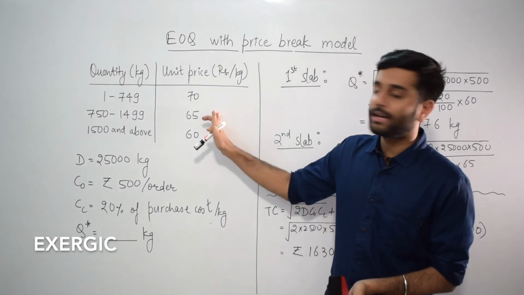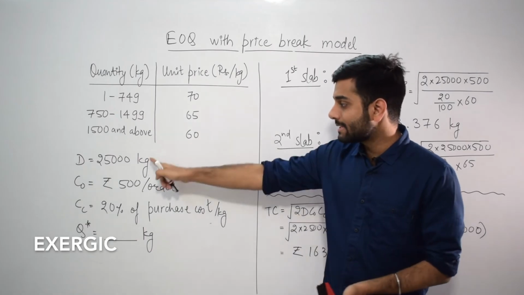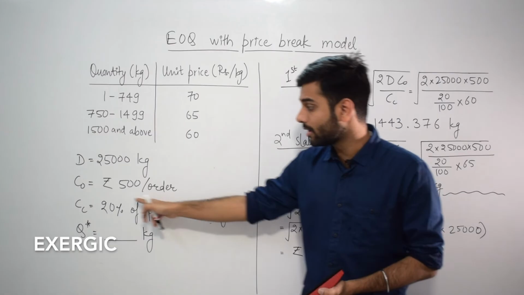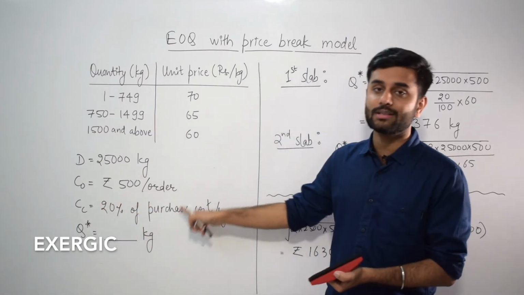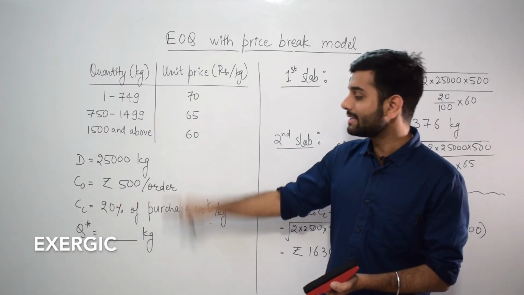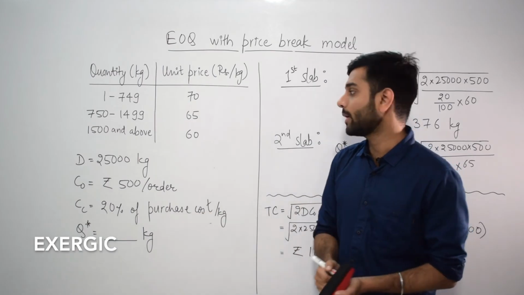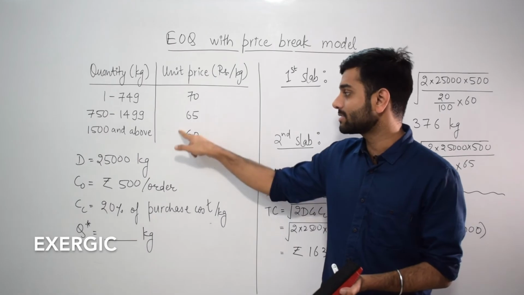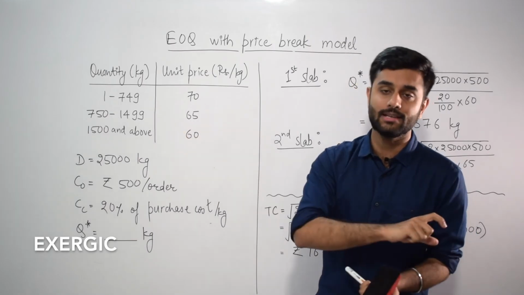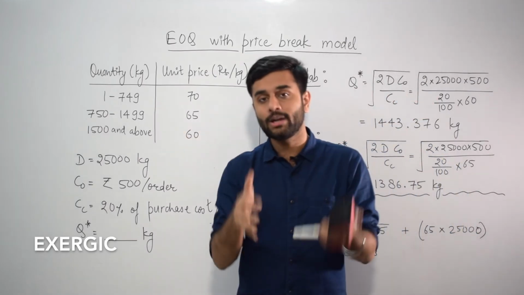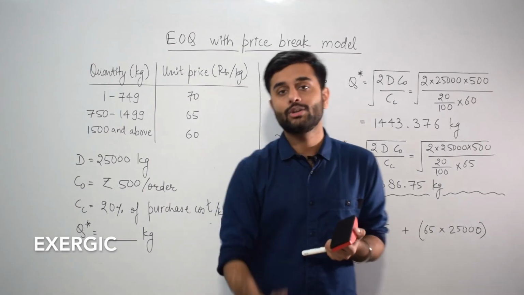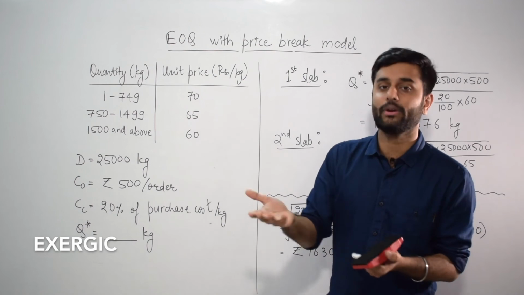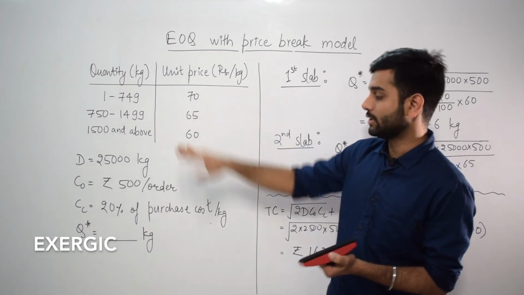So this was the table given to us in the question. This is the annual demand as given to us in the question. Ordering cost is rupees 500 per order and carrying cost is 20% of purchase cost per kg. All these things are given for 1 year. So 20% of purchase cost per kg means if rupees 60 is the purchase cost per kg, then in holding 1 kg for 1 year, you have to spend 20% of this amount, which means 20% of 60 is rupees 12. In this way, it will be 20% of each of them.